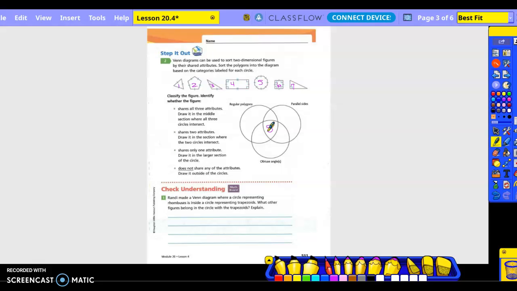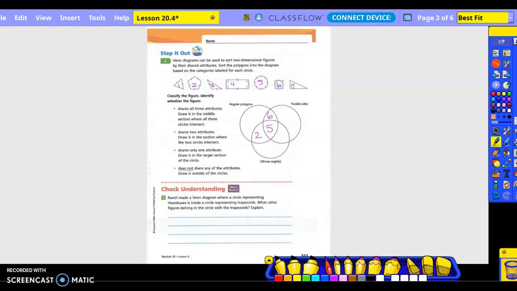Okay, then are there any that share 2 attributes? Draw it in the section. Okay, so is there anything that has a regular polygon, so all equal length of sides, and then parallel sides? 6. Okay. How about a regular polygon, so all the same length of sides and an obtuse angle? 2. And then one that has parallel sides and an obtuse angle. Is there anything that goes there? No. Okay.